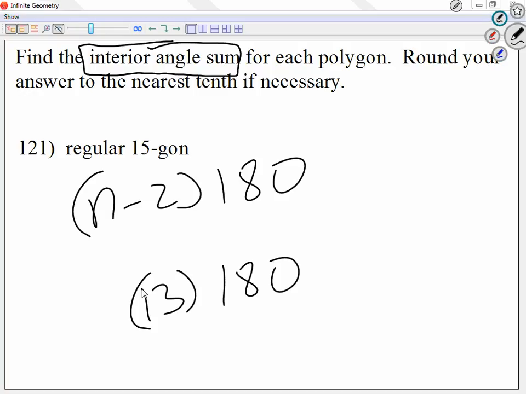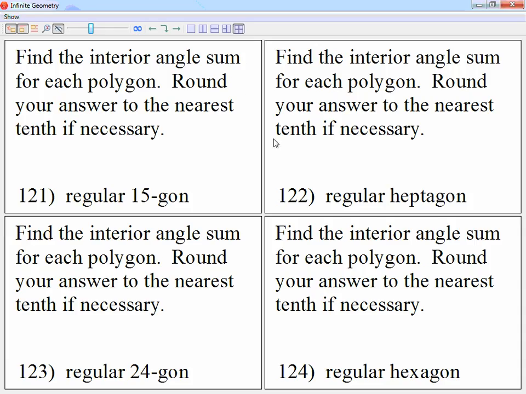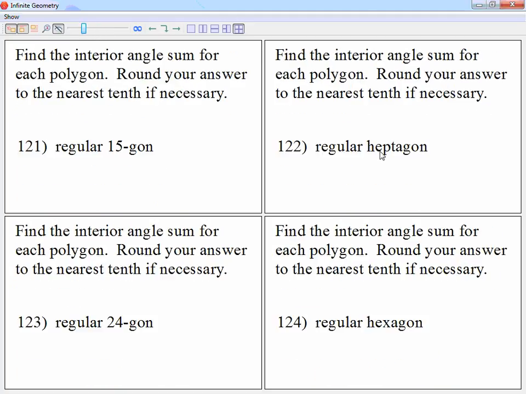So notice 121 and 123, I give to you guys in numbers, but 122 and 124, they have a word. Remember, heptagon is 7 angles. Hexagon is 6 of them. Like I said, sometimes you might see a number like 121, 123, but you might see a name like 122, 124.